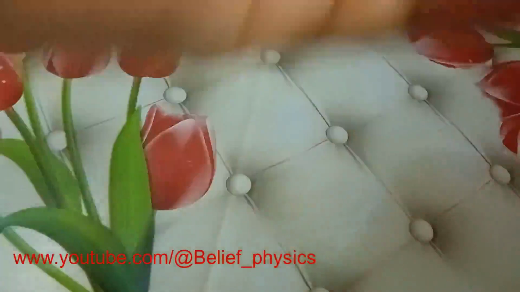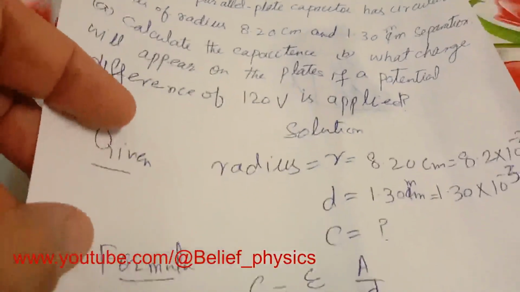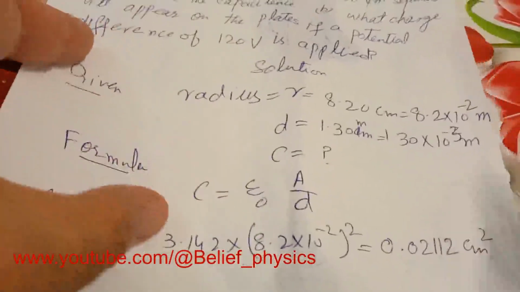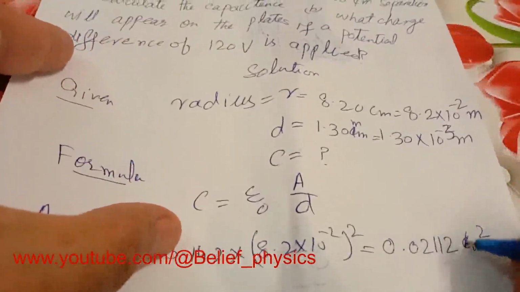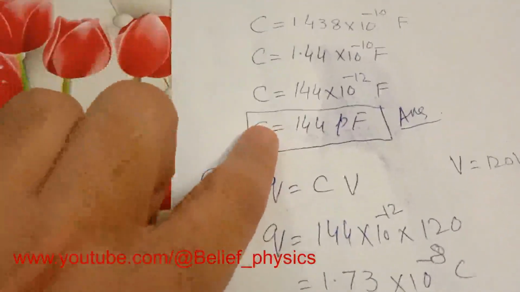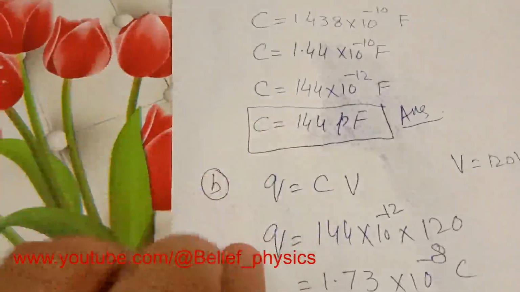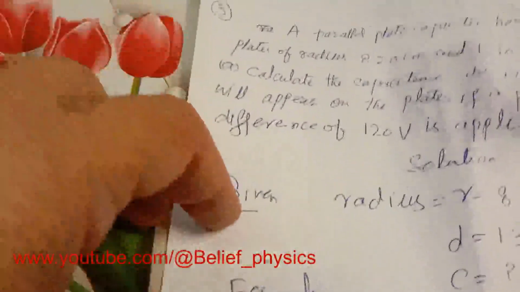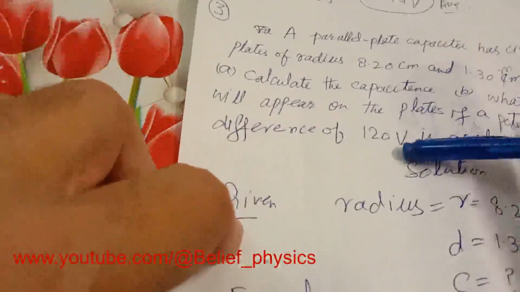One correction: this should be in meters squared. Okay, now we have found the capacitance, which is 144 picofarad. Now the second part is we have to find the charge accumulated or stored on the plates when a potential difference of 120 volt is applied.